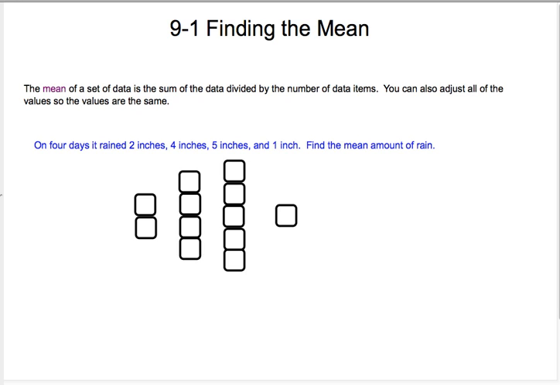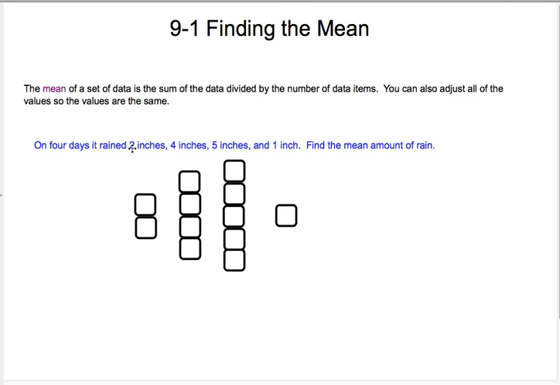Hello, in this video I'll be talking about finding the mean, also known as the average. The mean of a set of data is the sum of the data divided by the number of data items. Rather than adding everything and dividing by the number of items, you can also adjust all of the values so that the values are the same. So let me show you an example to show you what I mean.